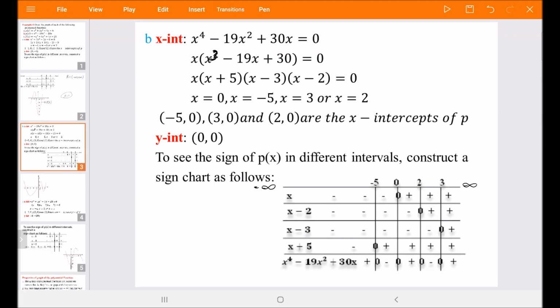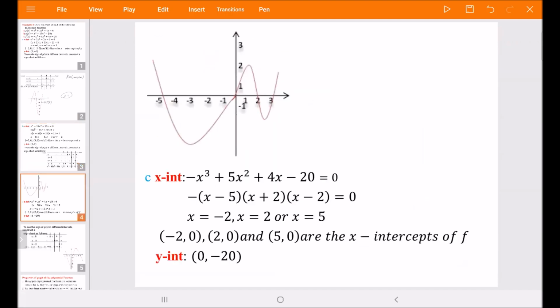Then, by taking the product of the signs of these factors, as you can see, for values less than minus 5, the graph of this polynomial stays above the x-axis, between minus 5 and 0, below the x-axis, between 0 and 2, above the x-axis, between 2 and 3, below the x-axis, and greater than 3, above the x-axis. So taking this onto the xy coordinate plane, you can obtain the graph of this polynomial as follows.